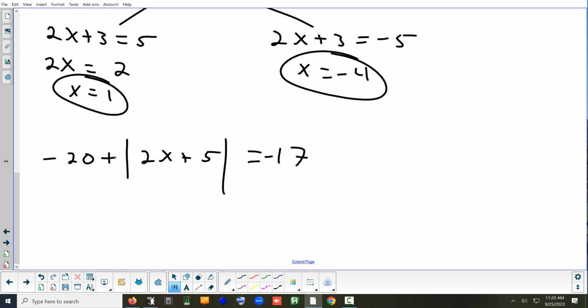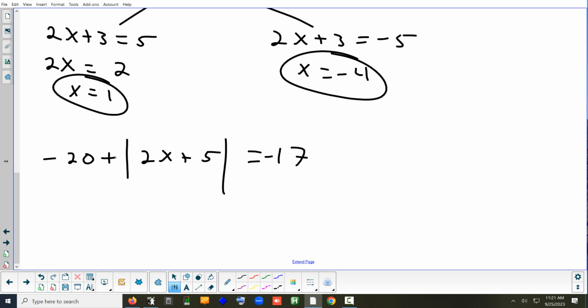Now, what if I had this? Would you look at it and say, okay, absolute value equal to a negative, no solution? No. Why not? I thought if it was equal to a negative, it was a no solution. We still have something else we gotta add to the other side, in which case it would be equal to 3. Right. This time, the absolute value is not isolated.